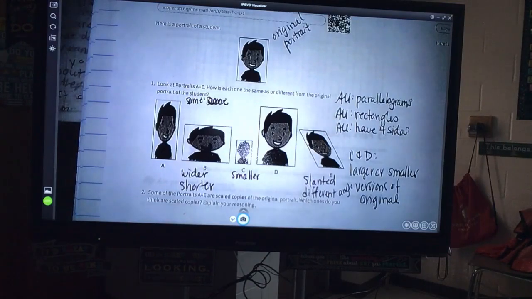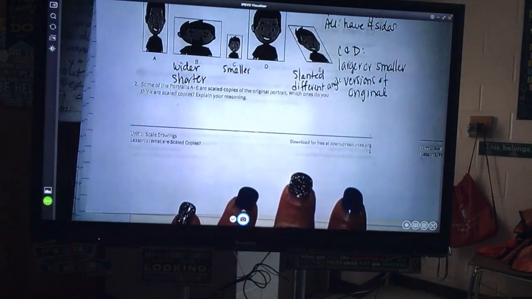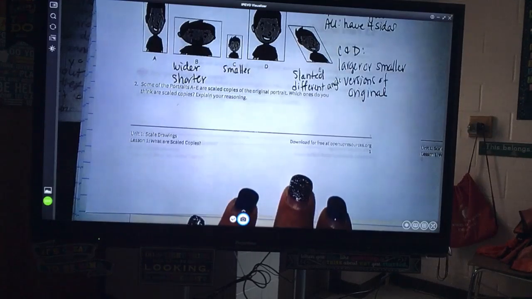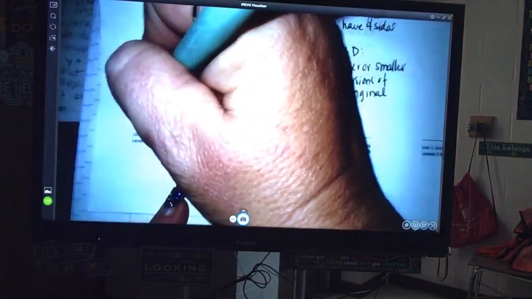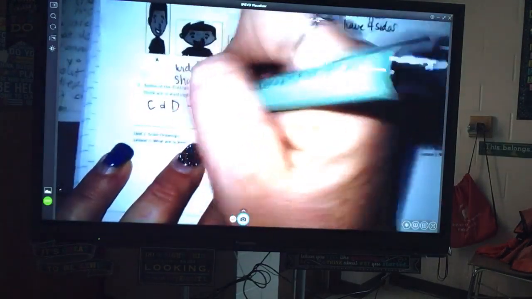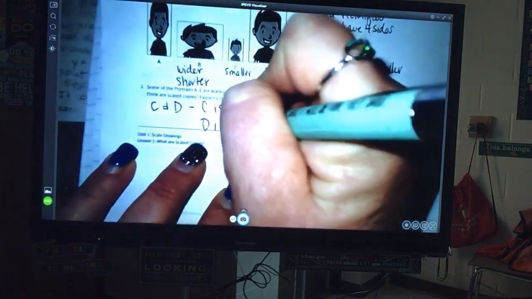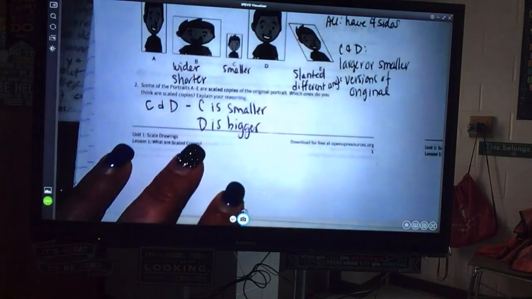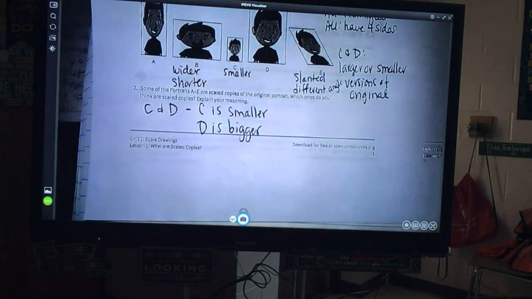All right, so as Jack was trying to jump way far ahead, it says some of the portraits A through E are scaled copies of the original. Which ones do you think are scaled copies? I think D and C are, because with C, you just make it a little bigger, and D, if you shrink it some, it's basically the original, just smaller. They didn't stretch it, they didn't squish it, they didn't widen it. They didn't do anything.